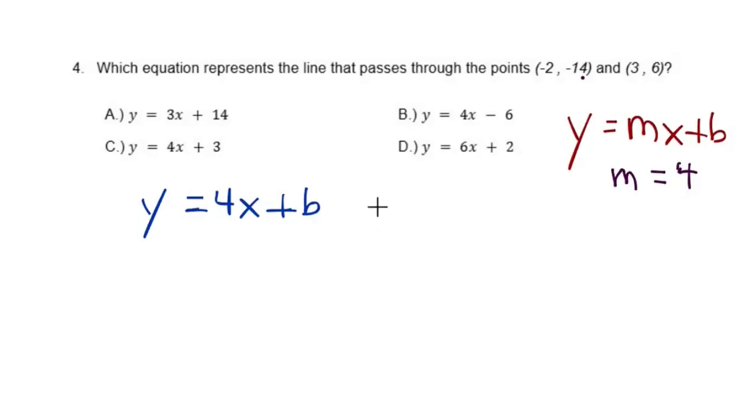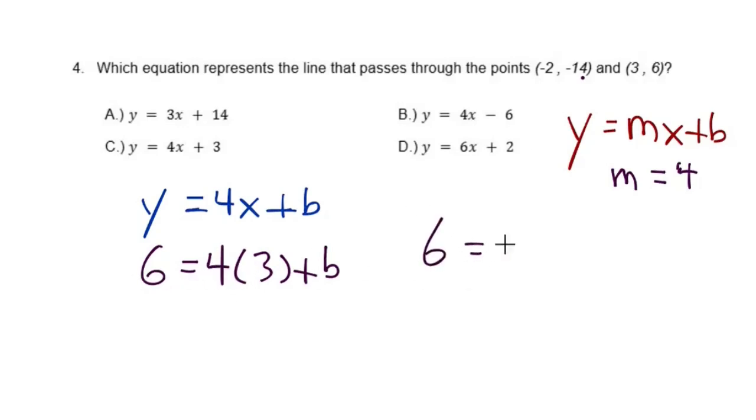If we do that, again, start with the y. We get 6 equals 4 times the x coordinate, which is 3, plus b, which we don't know. That's what we're trying to find out. And then we'll have our final equation. Let's try this again. So 4 times 3 is 12. So 6 equals 12 plus b. If we subtract 12 from both sides, we get 6 minus 12, that's minus 6. So b is equal to -6.